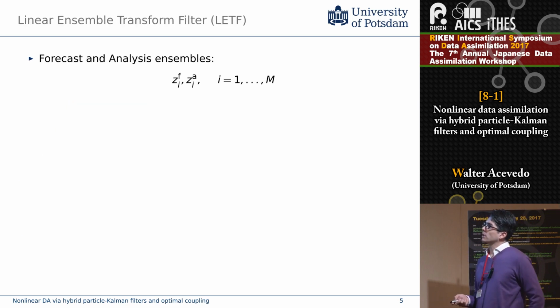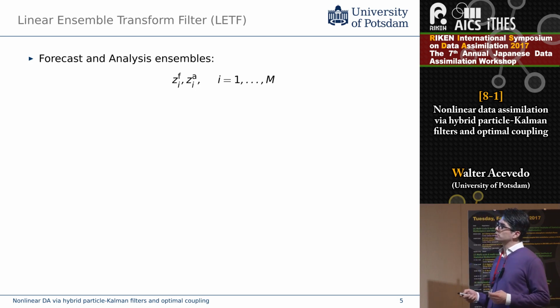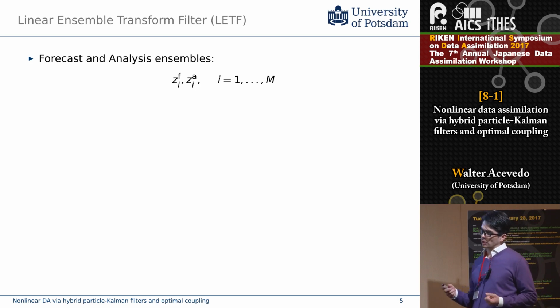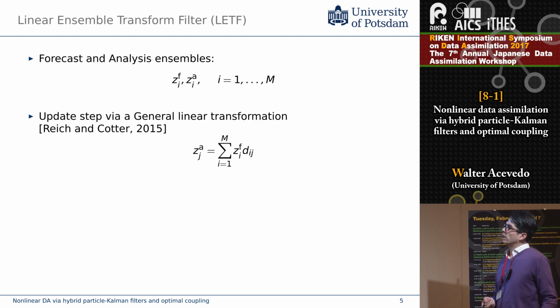Okay, so linear ensemble transform filters is a framework introduced by Reich and Cotter, where, given the forecast and analysis ensembles, the update is expressed as a general linear transformation. It's important to notice here that this transformation acts upon the whole ensemble. This is not just the anomalies, like the traditional Ensemble Transform Kalman filters, but the members themselves, the particles.